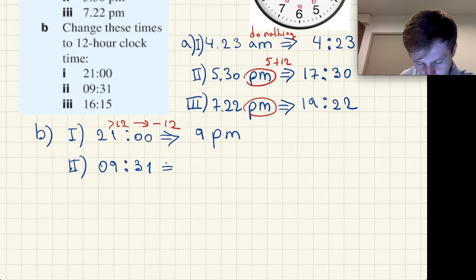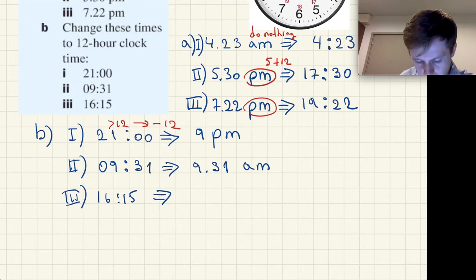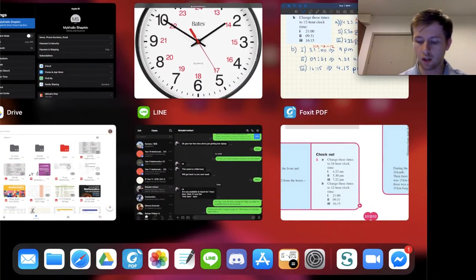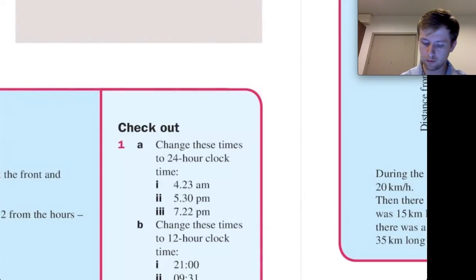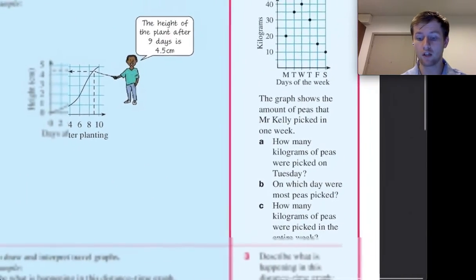9:31 is the same as 9:31 a.m. because it's less than 12, and 16:15 is the same as 4:15 p.m., like this. That's the time conversion. Again, probably not a new topic for you. Okay, next we have reading information from the graphs.